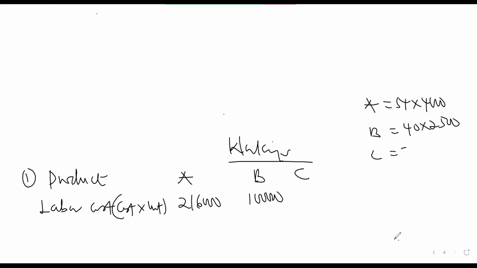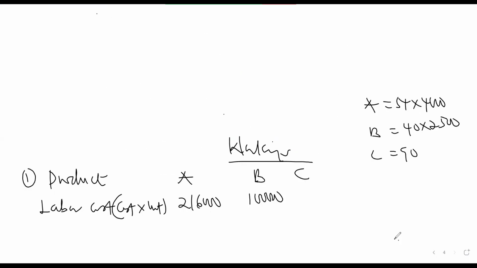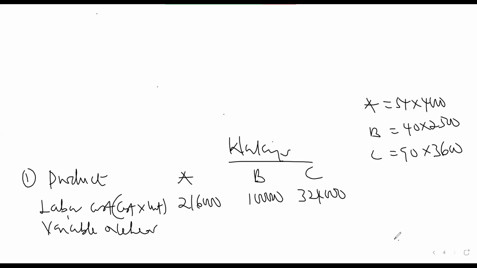The labor cost per unit for C is 90. How many units are we producing for C? What is the total unit? That was 3,600. Okay. What will be the total cost for this one? 324,000. Okay. Then we now come to variable overhead.